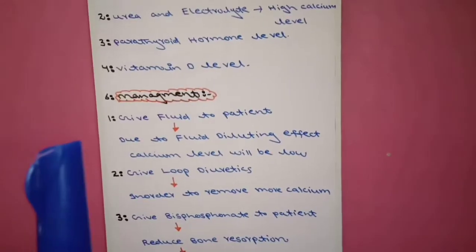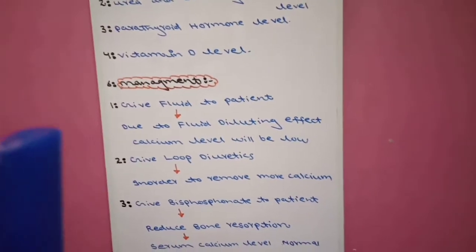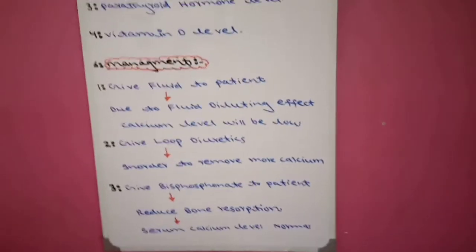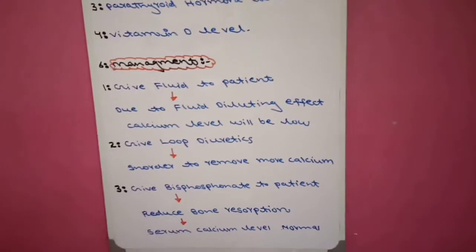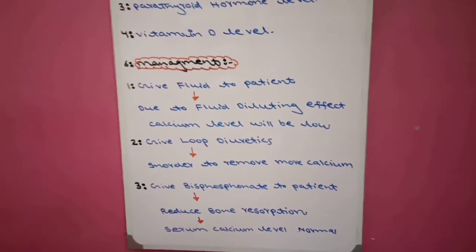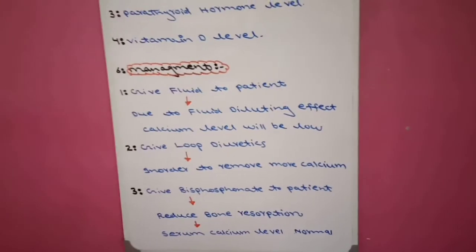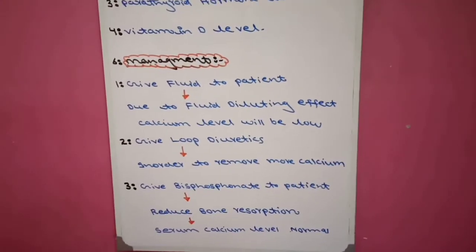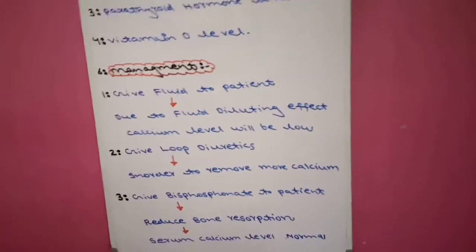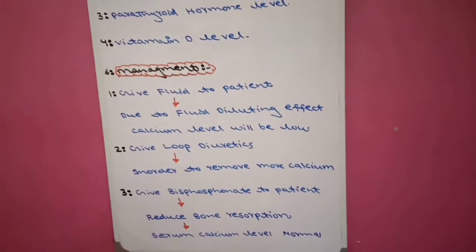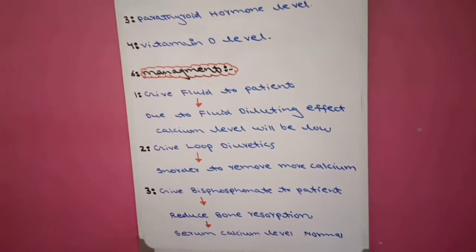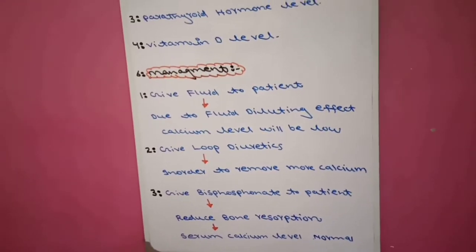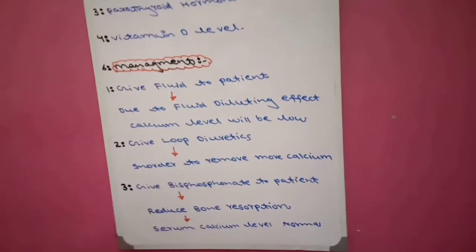Now come to the management. In management, we give 3 things to patient. Number 1, give fluids to patient. When we give fluid to hypercalcemia patient, due to fluid diluting effect, calcium level will be low, meaning from high to low, meaning calcium level will be normal. Second, we give loop diuretic to patient.